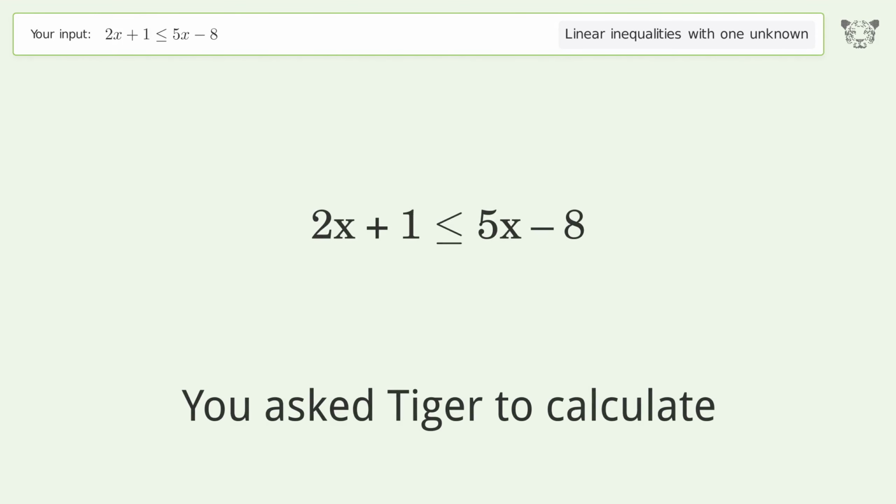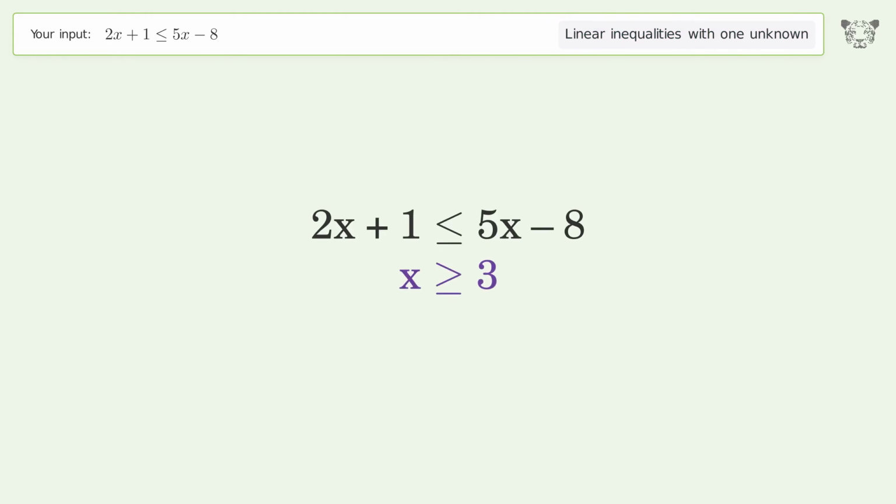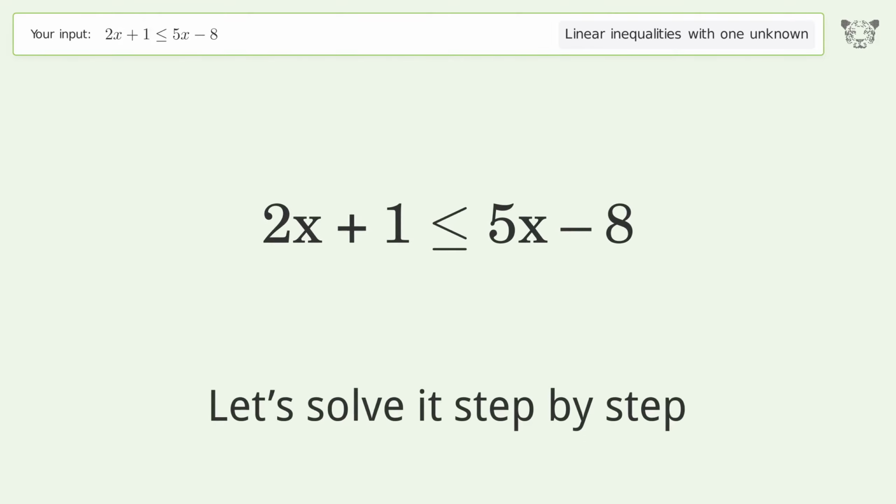You ask Tiger to calculate. This deals with linear inequalities with one unknown. The final result is x equal or greater than 3. Let's solve it step by step.